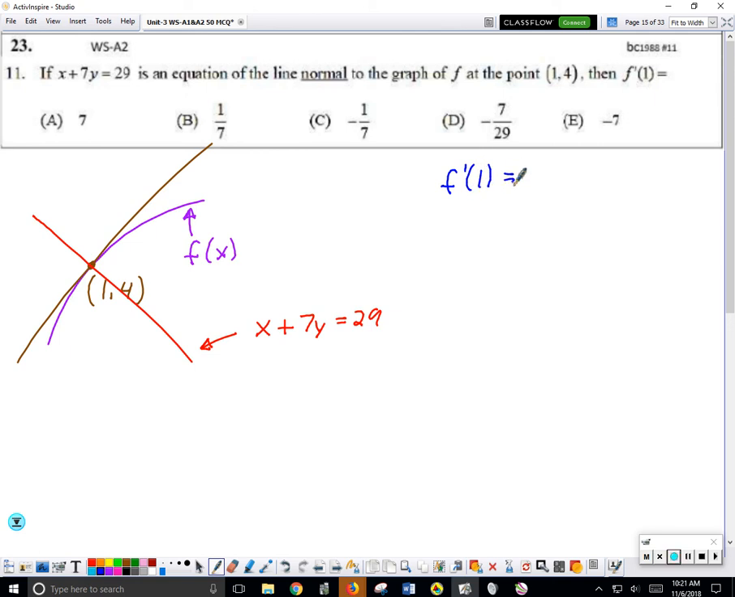Hands up if you know what that means in English. We're supposed to find f prime of 1. What does f prime of 1 represent in English? You know what it represents in Mandarin. I'm okay with that as well.